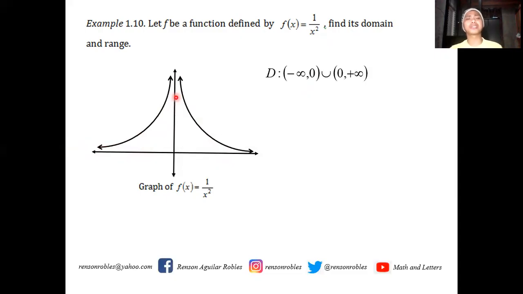Then the domain of this function, as you can notice, is the set of real numbers except 0, or the interval negative infinity to 0, union the open interval 0 to positive infinity. And as you can notice, there's no trace of the curve on this portion of the coordinate system. Therefore, the range is the set of non-negative real numbers, or the interval containing 0 to positive infinity.